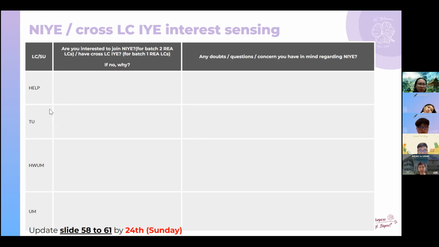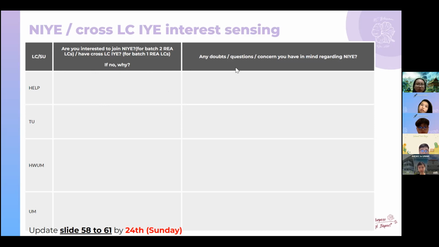Yeah. So for UMSC, because you have two different timelines, you can update as well for batch 1 and batch 2. You can say whether you want to join the national one and the cross LC or not. And if you don't want to, you can put down why you don't want to, like you want to have your own LC one or anything, then you can put down the reason.